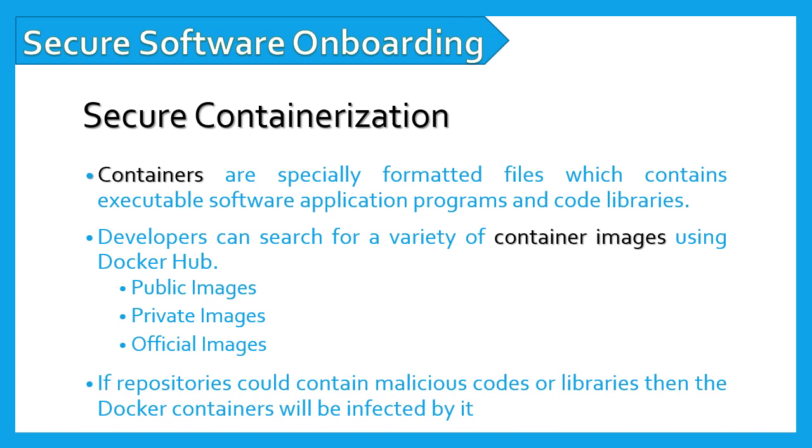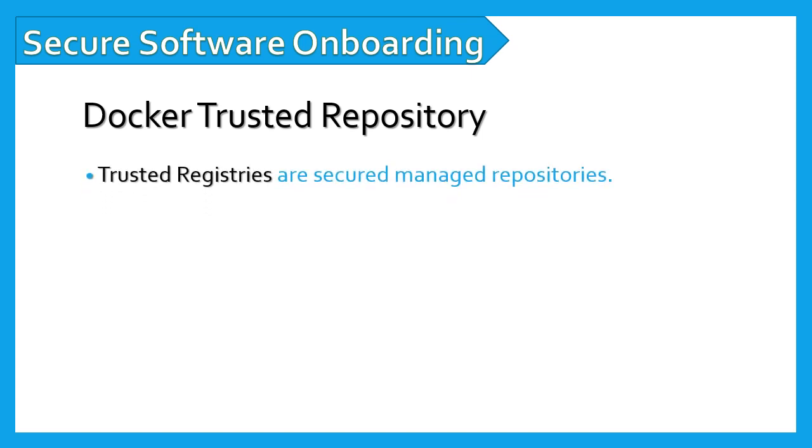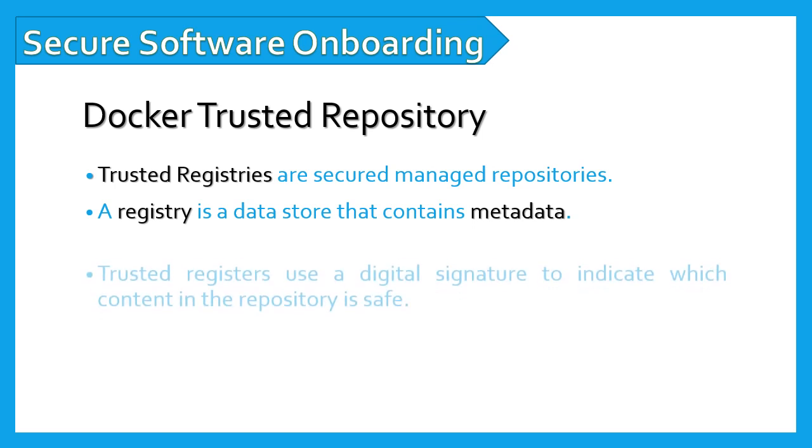If repositories contain malicious code or libraries, then the Docker contents will be infected by it. Docker Trusted Repositories. Trusted registries are secure, managed repositories. A registry is a data store that contains metadata, for example, data about data. A repository contains the actual content of interest.